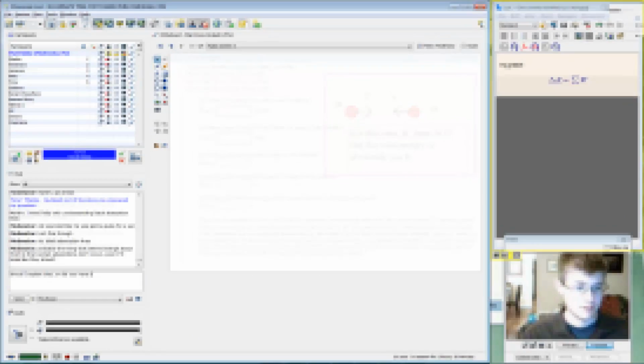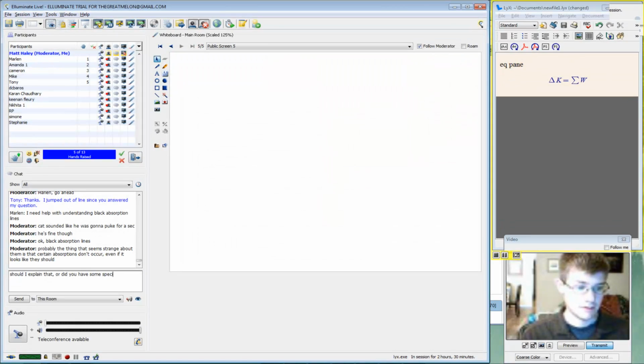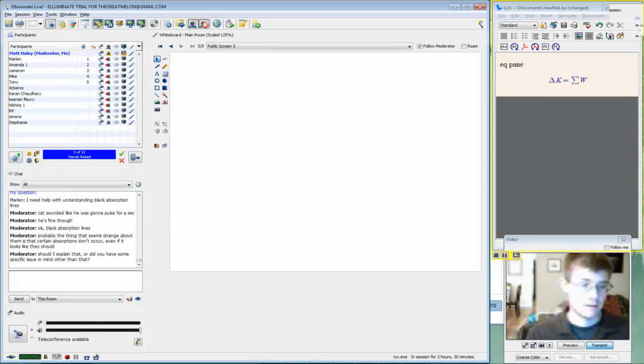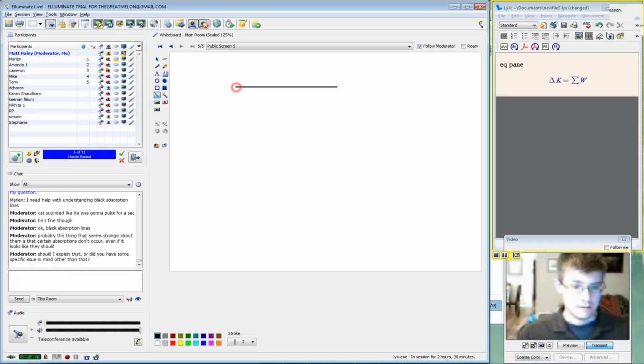Here you can see in the text window I'm talking to students. Okay, so that was one example of what you can do with Elluminate.